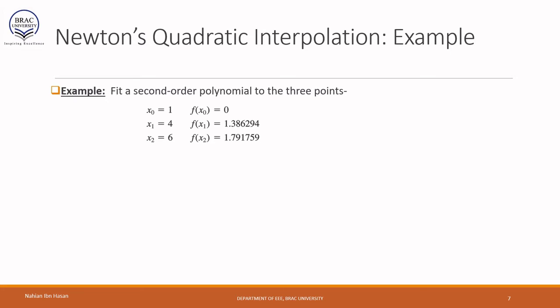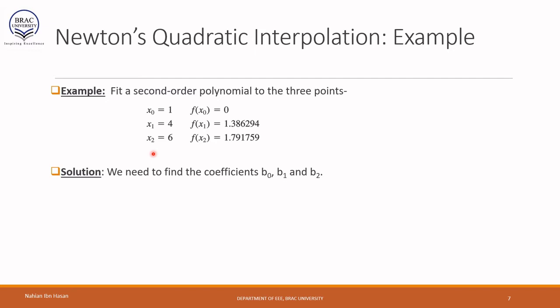So let's look at an example so that we can easily apply Newton's quadratic interpolation for the purpose of fitting this polynomial. We are given 3 data points, x0 equal to 1, x1 equal to 4 and x2 equal to 6, and we are given the corresponding 3 function values. So these are the 3 data points that we are given, and we need to fit a second order polynomial to these 3 points. What is the main function that we want to fit? It was already mentioned a few slides before.